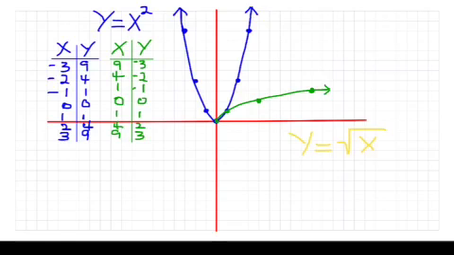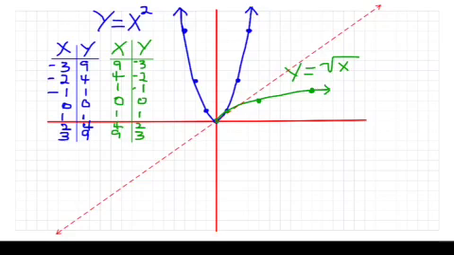You'll notice that if I draw the y equals x line, then inverses are supposed to reflect across the y equals x line, and you'll notice that this one does. The right half of the quadratic parent reflects across the y equals x line and makes the green graph that I have right now, which is the function, or the parent function, y equals square root of x.